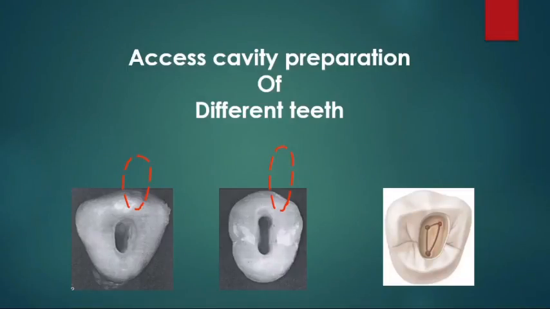Alright, now let's move on to talk about the access cavity preparation of different teeth, upper and lower. So in the beginning, we will start with the maxillary central and lateral incisors.